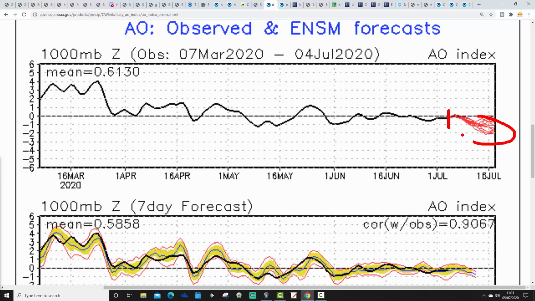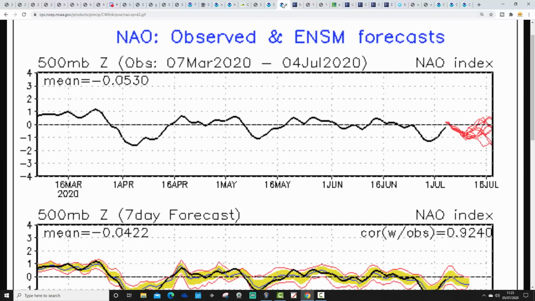GFS ensembles are forecasting the AO to begin to move into a more negative phase as we head towards the middle part of July. So we might be seeing signs of northern blocking beginning to get going within the northern latitudes by the middle part of July. Northern blocking tends not to be a particularly good sign for summer.